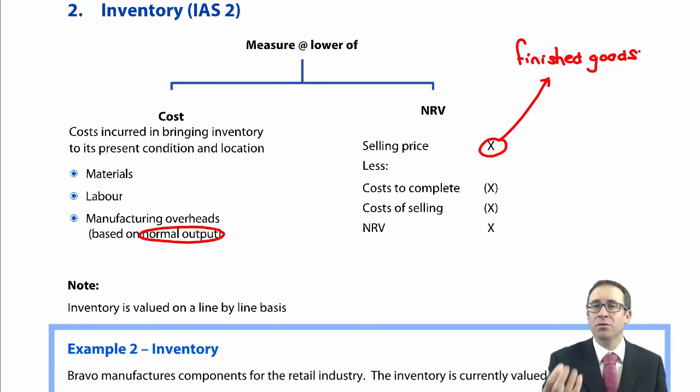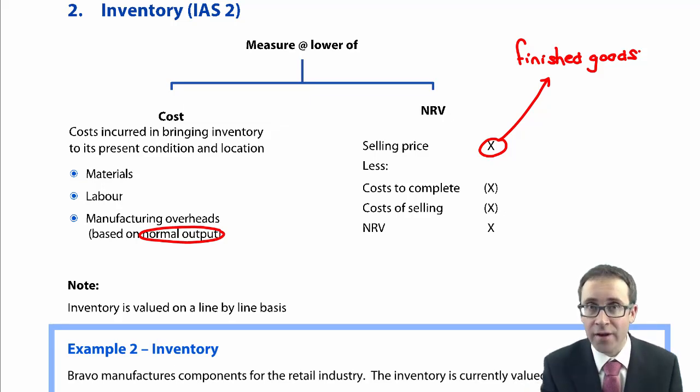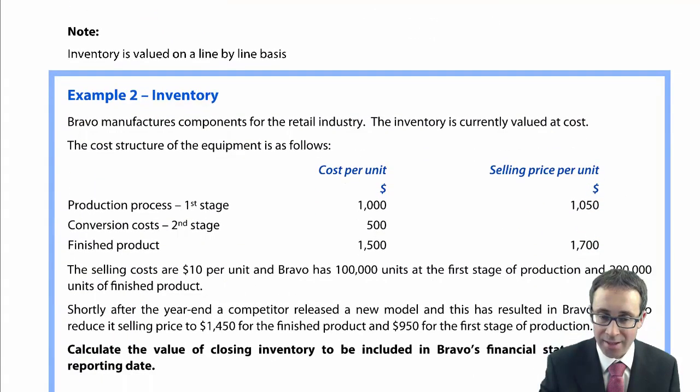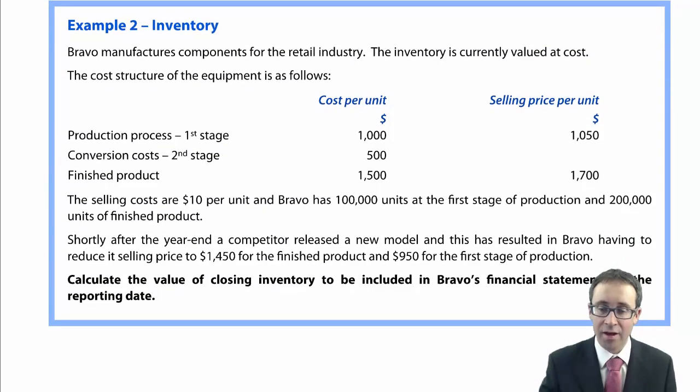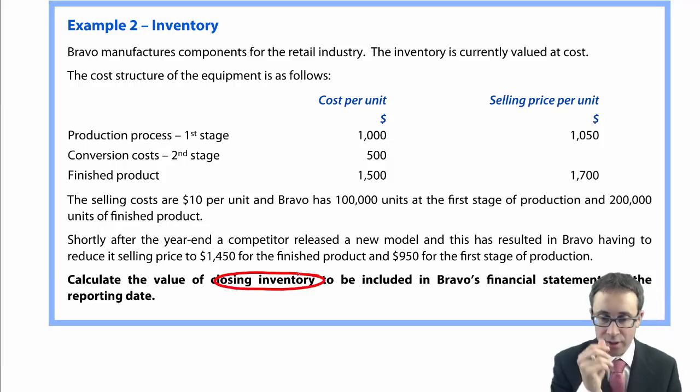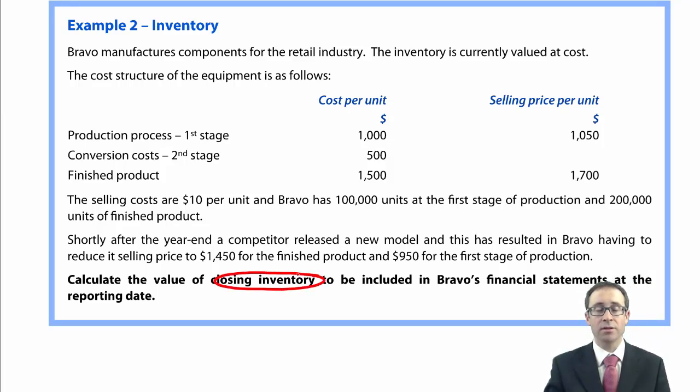And I think that may be ever so slightly new. You may be aware of it, but let's just bring it to the forefront of our attention. So when you're looking at the NRV and you're valuing the inventory at the lower of cost and NRV on a line by line basis, remember, you look at the NRV based upon the selling price of the finished goods. Okay. And I emphasize that because if we have a look at the other example that we have within the chapter, that is emphasizing the point that we have in hand, because it wants us to work out the value of your closing inventory to be included in Bravo's financial statements.